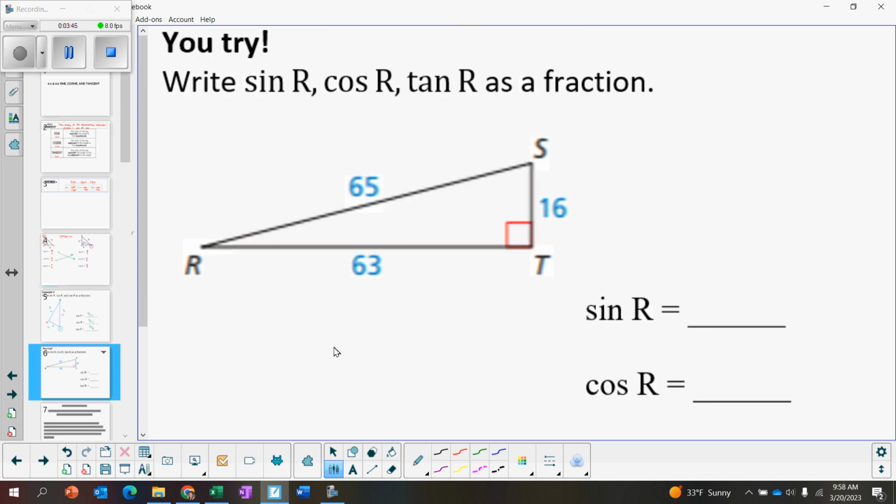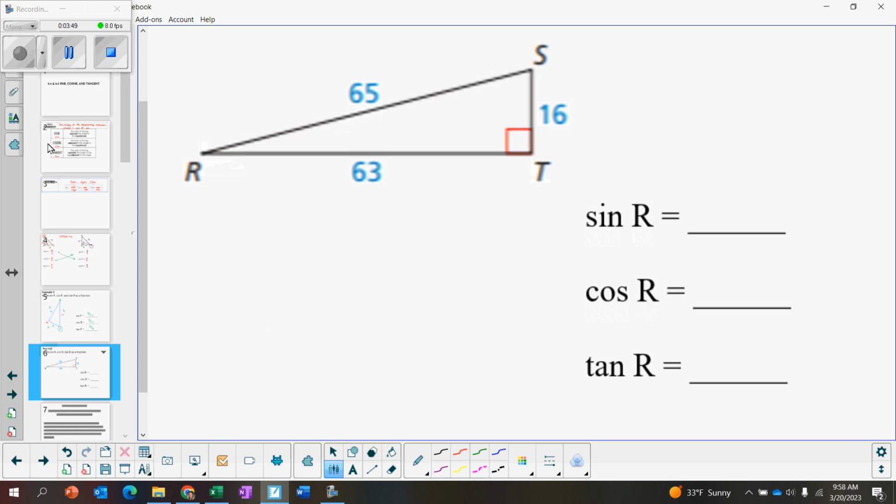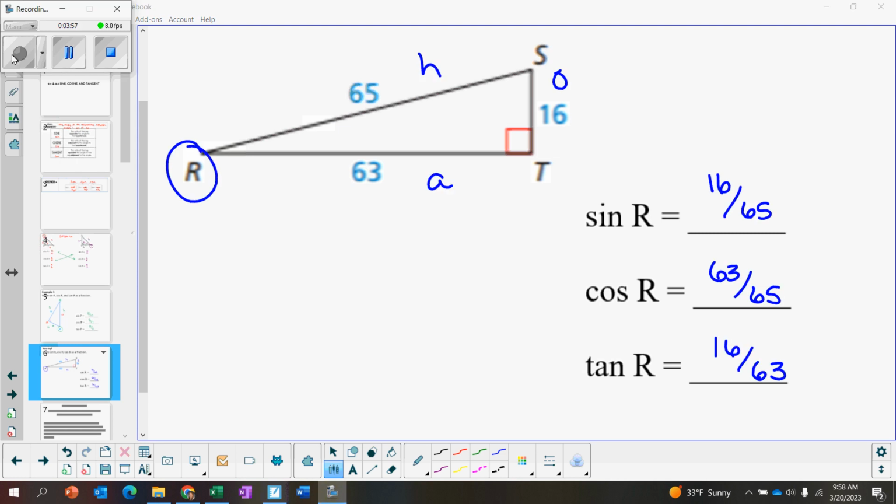So you can go ahead and try this next one. Sine, cosine, and tangent of R. Pause when ready for the answer. All right, so for sine of R, I got 16 over 65. For cosine of R, I got 63 over 65. And for tangent of R, I got 16 over 63.